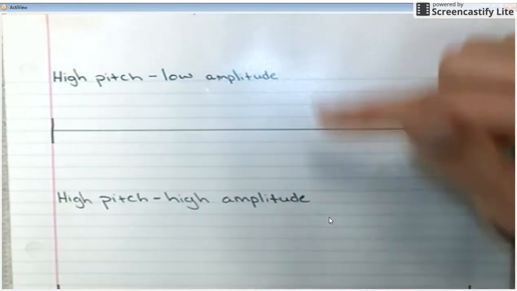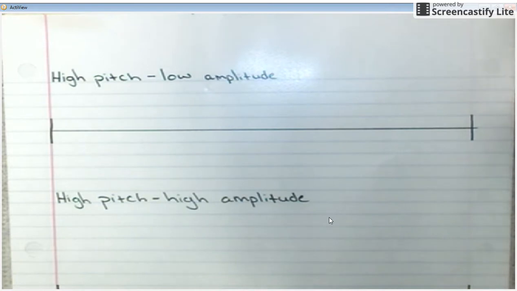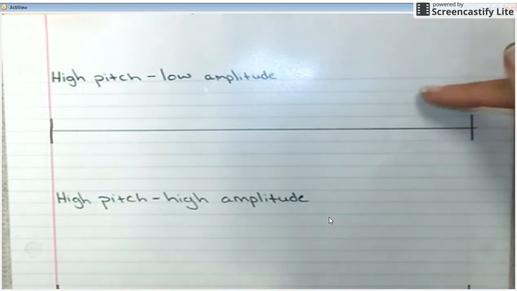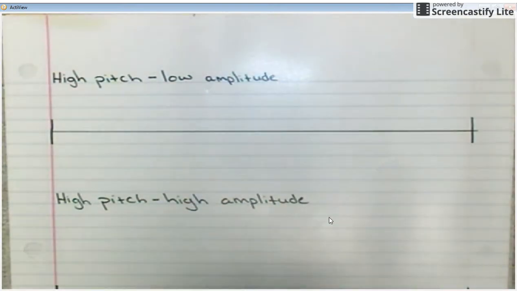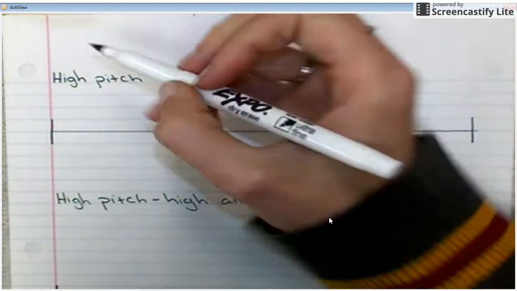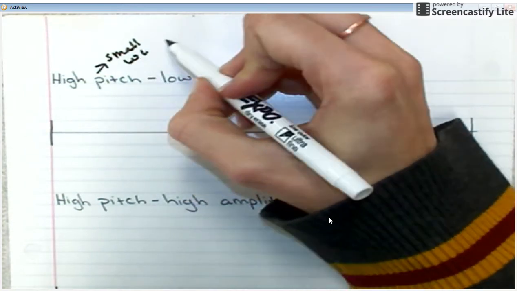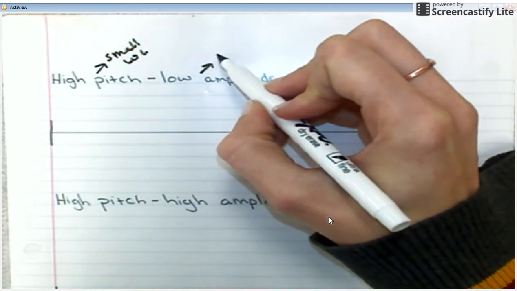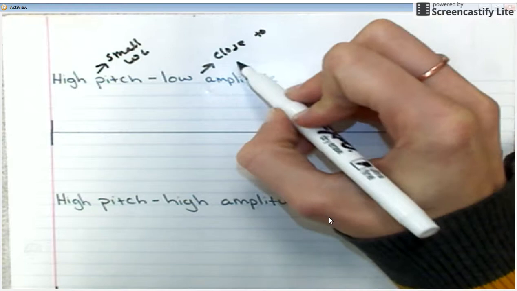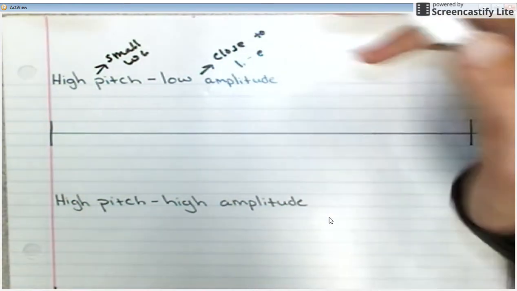Low amplitude versus high amplitude is volume. So something with low amplitude is going to have a quiet volume, and something with a high amplitude is probably going to have a high volume. We can tell that by the distance from the line. In this first one, we have high pitch, low amplitude. So we need to have a small wavelength, and we need to be close to the line. All right. So we're going to be doing that.